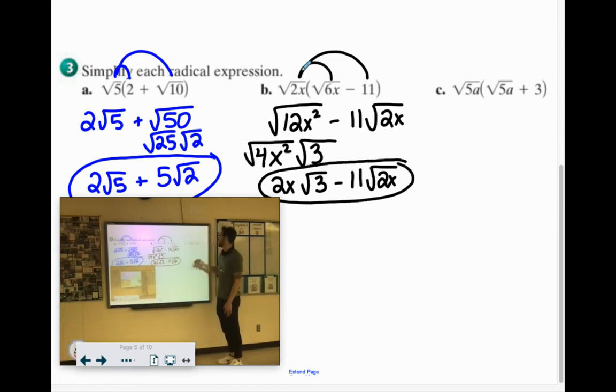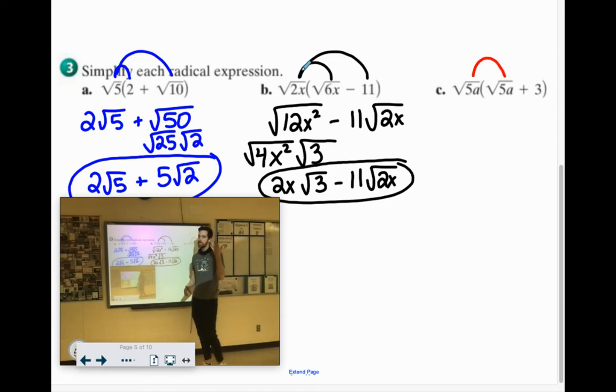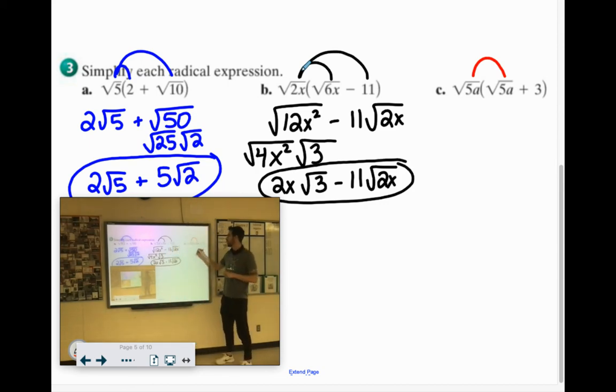Last one. Root 5a times root 5a. Now you can get root 25a squared, but remember my smiley face trick. Square root of smiley face times the square root of smiley face is just regular smiley face. So root 5a times root 5a would be regular 5a. But again, if you want to multiply, get 25a squared and then square root it, fine.